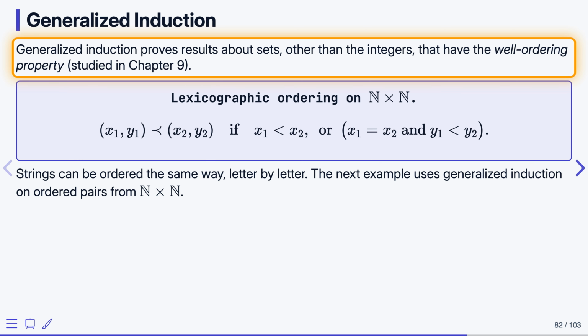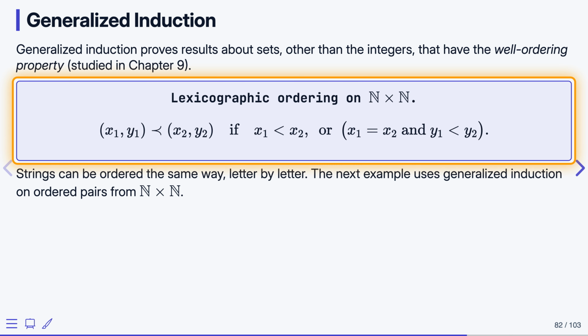Generalized induction is a bigger version of induction. It works on many kinds of sets, not just the whole numbers. The set only needs the well-ordering property, which we study in Chapter 9. A good example is the lexicographic ordering on pairs of natural numbers.